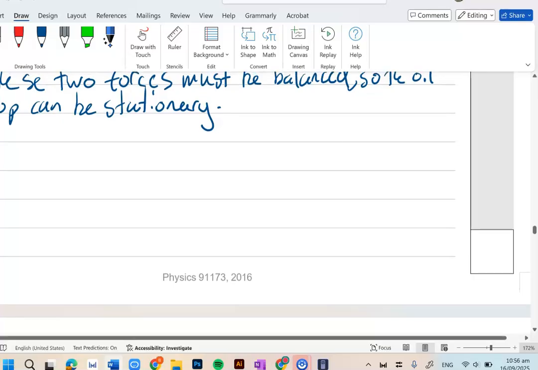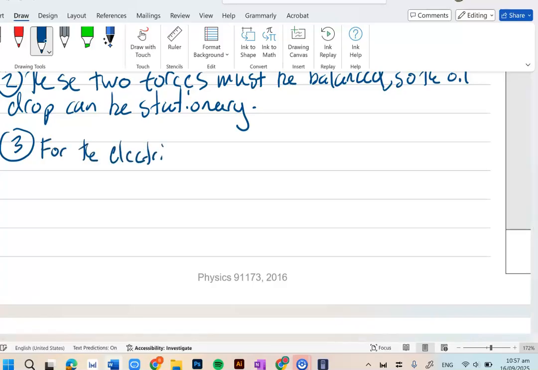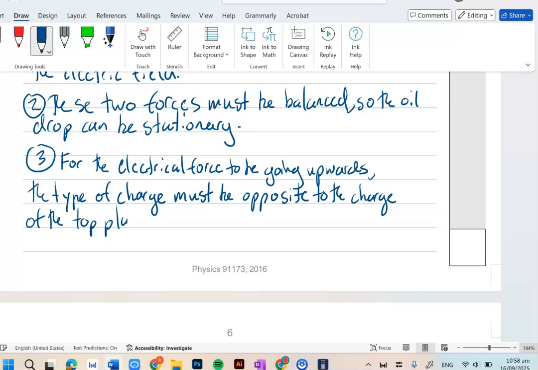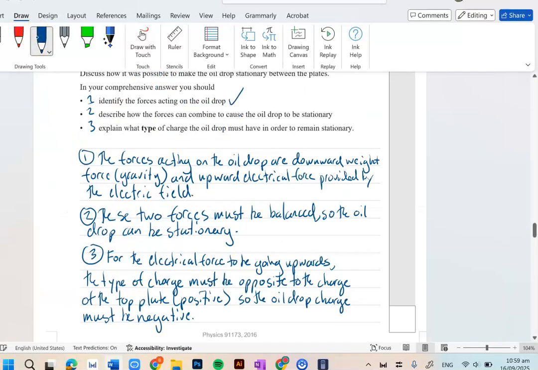So I can write, for the electrical force to be going upwards, the type of charge must be opposite to the charge of the top plate, which is a positive charge. So the oil drop charge must be negative. I've covered all 3 of the questions. We've done that, we've done that, we've done that.